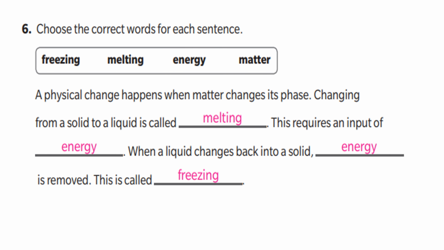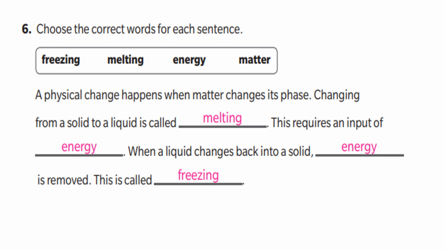Choose the correct words for each sentence. At first, what is the meaning of freezing? It is the process by which matter changes from the liquid state to the solid state by cooling. What is the meaning of melting? It is the opposite of freezing. Melting is the process by which matter changes from the solid state to the liquid state by heating.